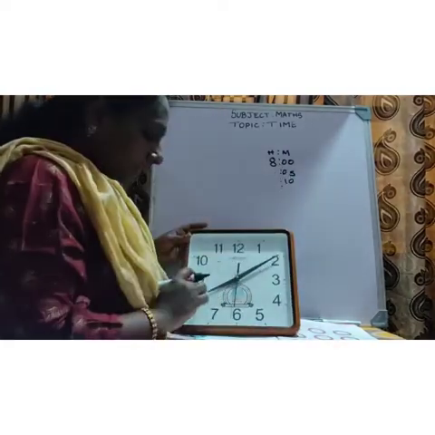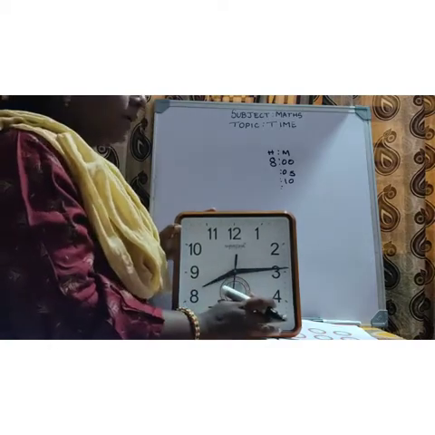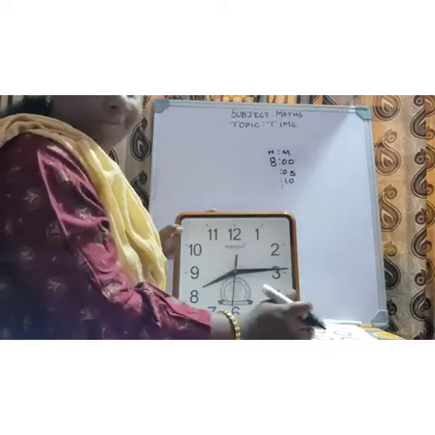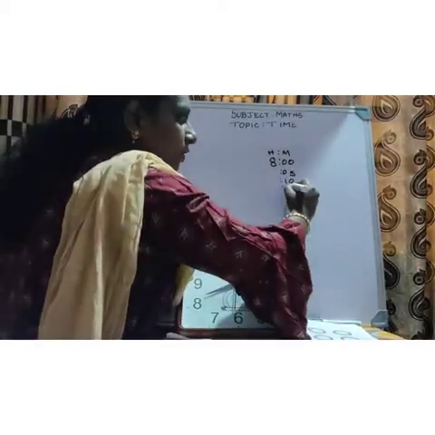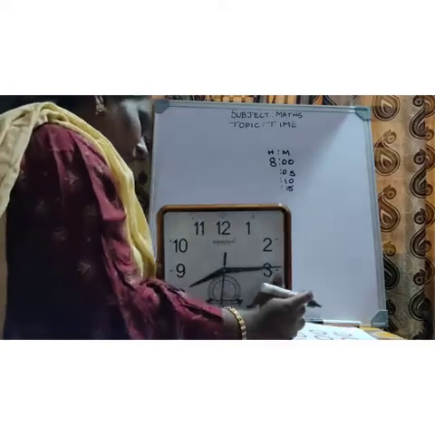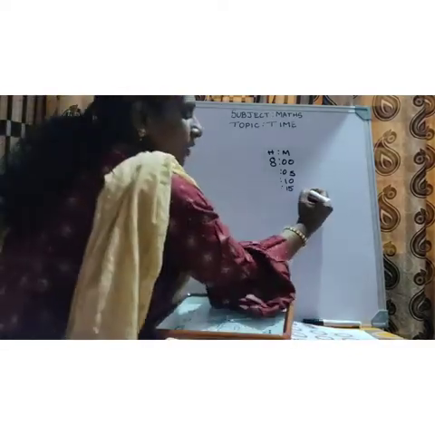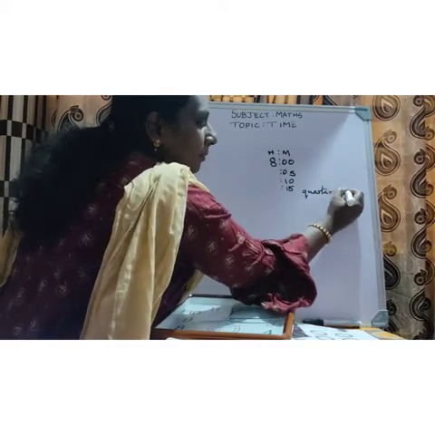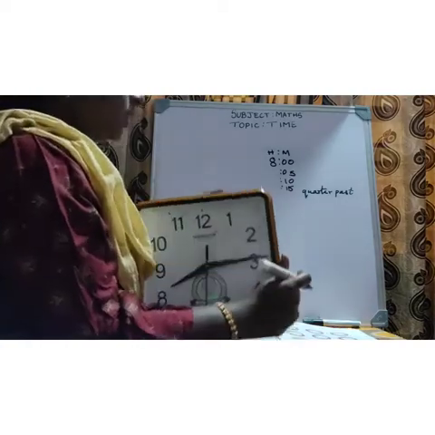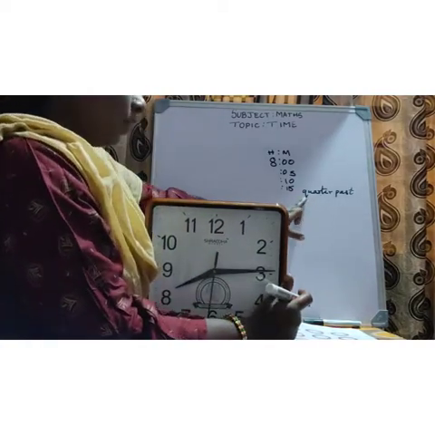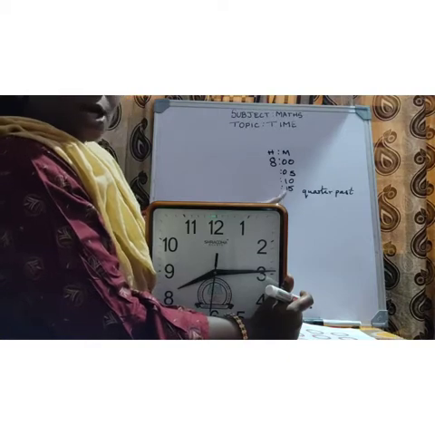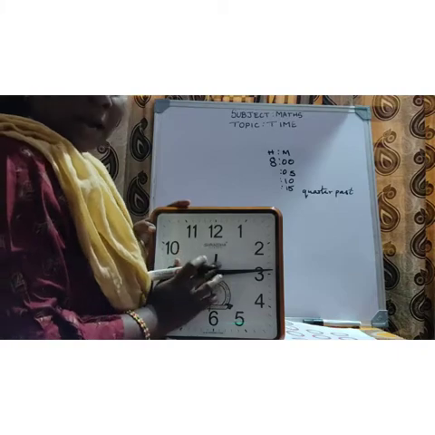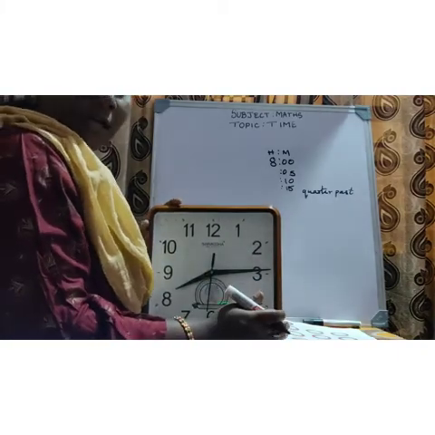Next, the minute hand is at 3. What is the time? It is 15 minutes. 3 5s are 15, so it is 15 minutes, or you can tell it as quarter past. How can we tell it, children? You can tell it as 15 minutes, or you can tell it as quarter past. When do you tell it as quarter past? When the minute hand is at 3, it is quarter past.